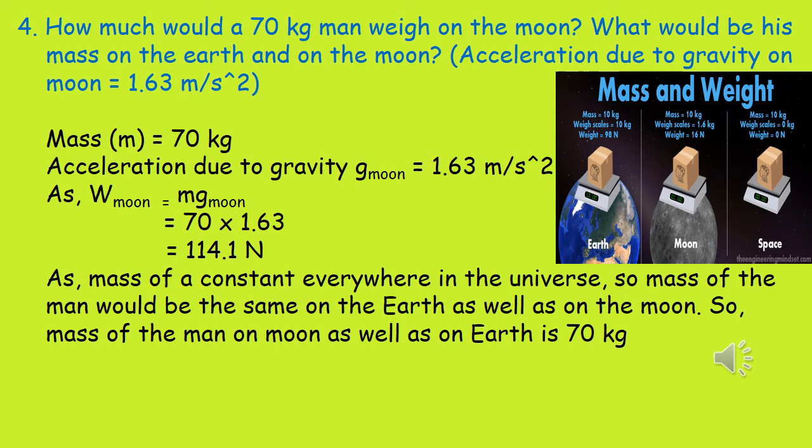Acceleration due to gravity on moon is equal to 1.63 meter per second square. Mass m is equal to 70 kg. Acceleration due to gravity g moon is equal to 1.63 meter per second square. Here W moon is equal to m into g moon. So 70 into 1.63, which gives us that the weight of the man on moon, W moon, is equal to 114.1 Newton.